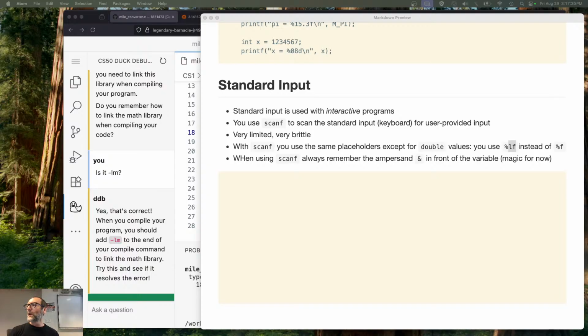On Wednesday, we'll pick it up there with more examples before we move on to the non-interactive input. Like I said, we're going to get away from this almost immediately.